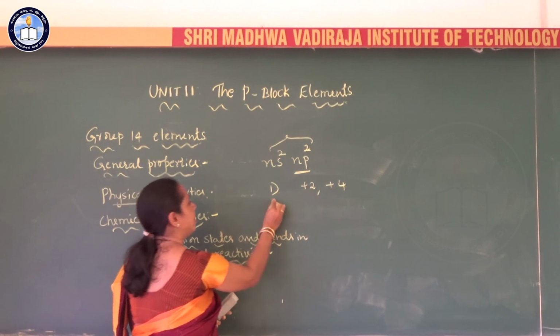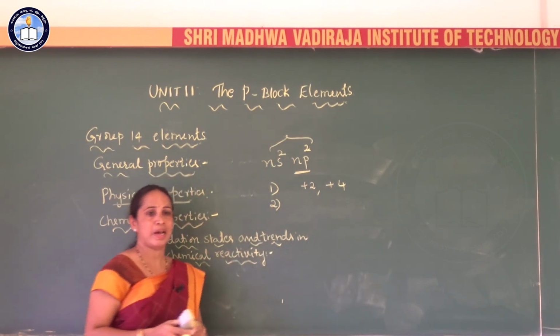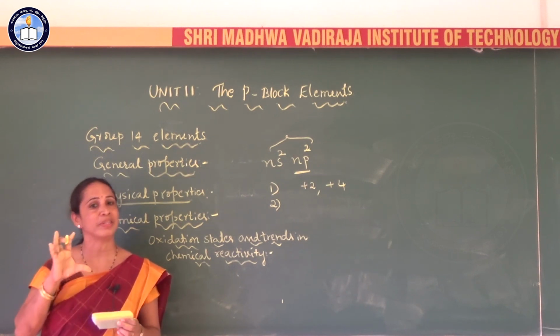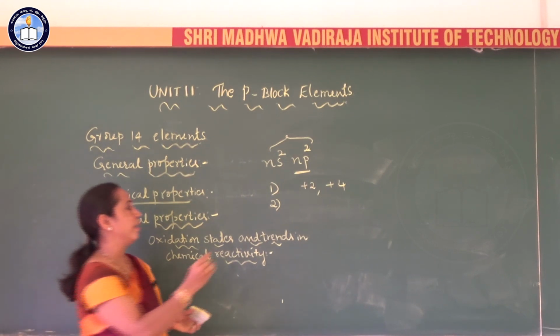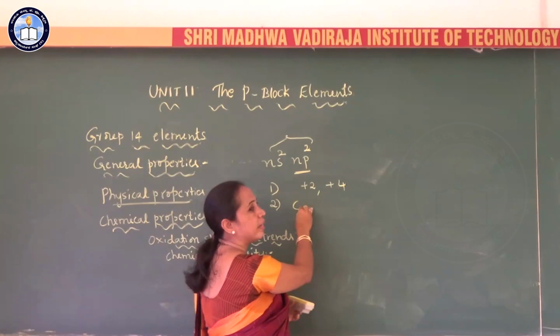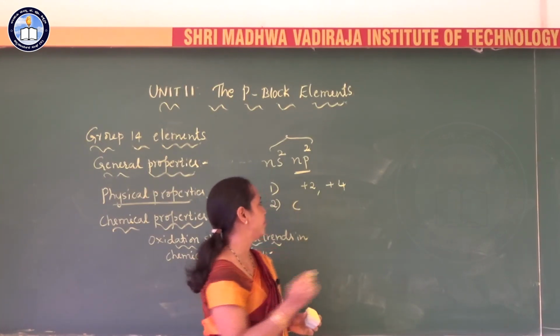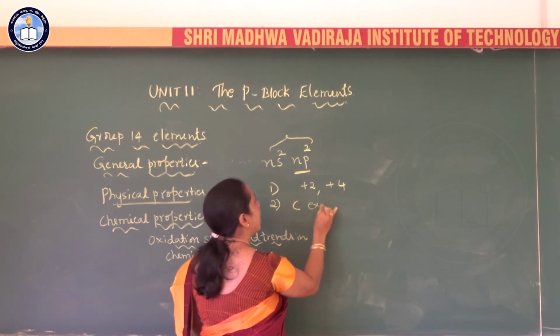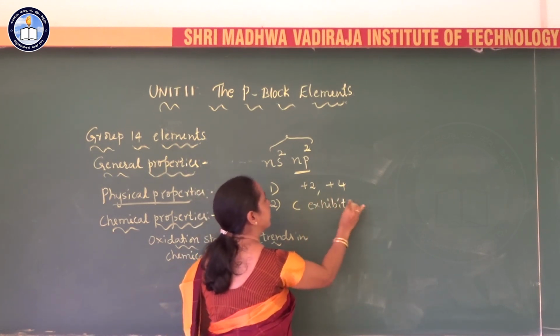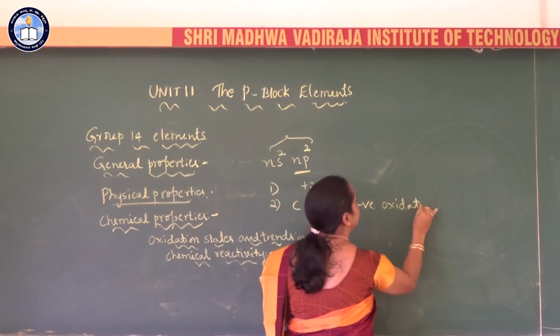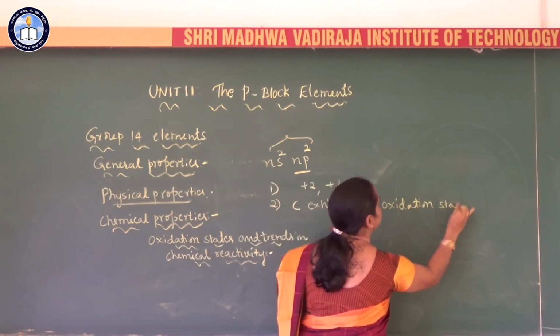Next, the first element carbon is found to be the most electronegative element among the 14th group, that's why it will exhibit certain negative oxidation states also. So carbon exhibits negative oxidation states also.